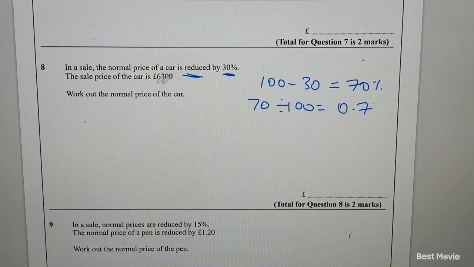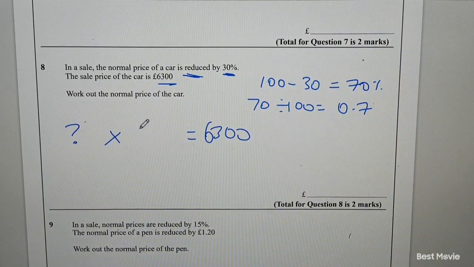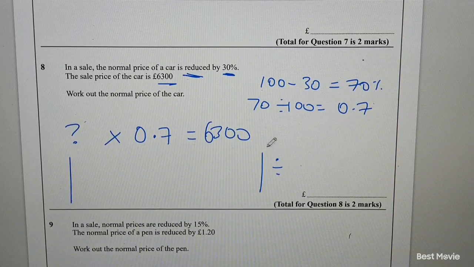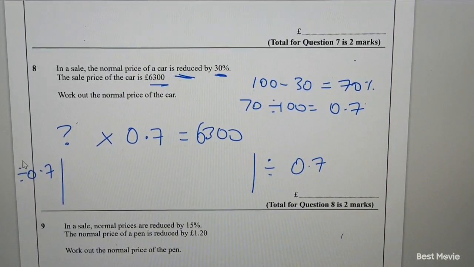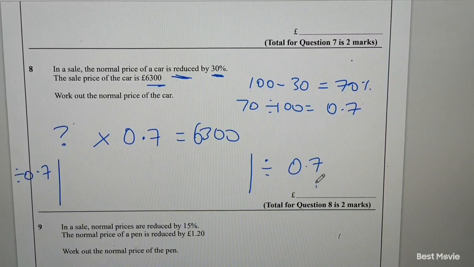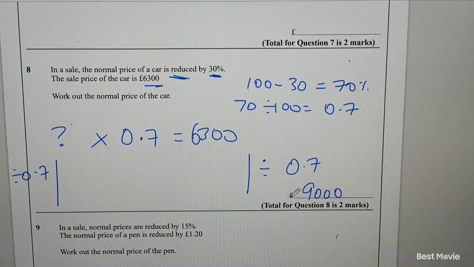So this is the sale price. So this is the final price, 6,300. So it was something before the 30% reduction. Okay, and to find out what it was before, you need to divide 6,300 by 0.7, which is 9,000.